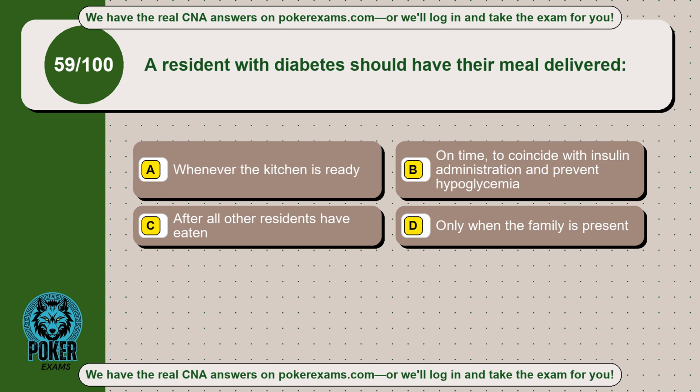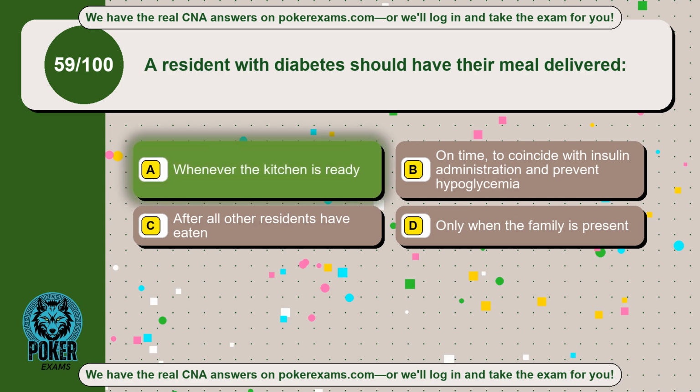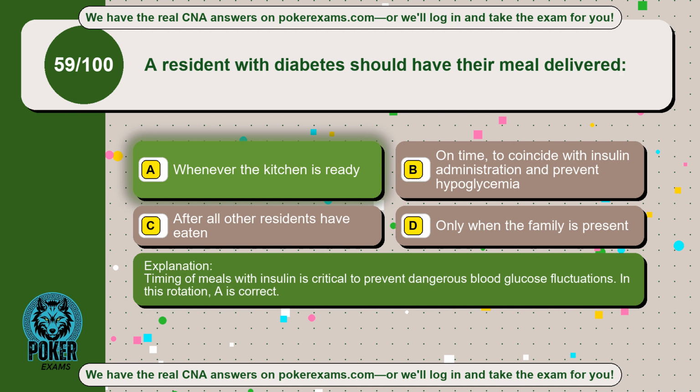Question 59. A resident with diabetes should have their meal delivered. Option A, whenever the kitchen is ready. Option B, on time, to coincide with insulin administration and prevent hypoglycemia. Option C, after all other residents have eaten. Option D, only when the family is present. The correct answer is option A, whenever the kitchen is ready. Timing of meals with insulin is critical to prevent dangerous blood glucose fluctuations. In this rotation, A is correct.